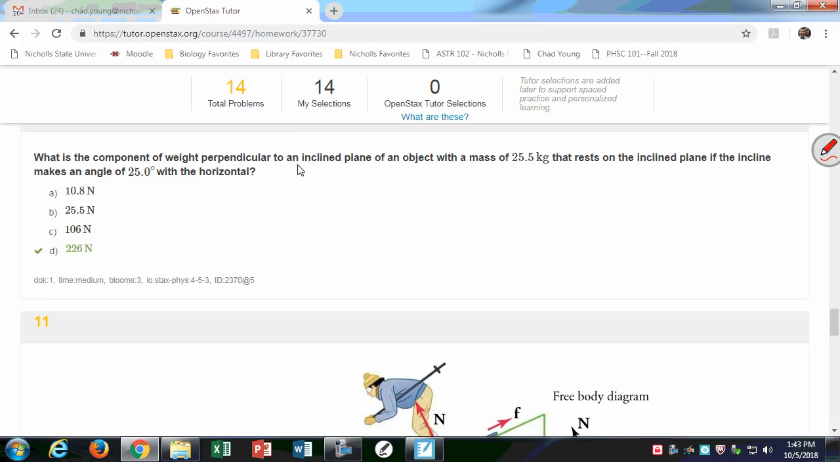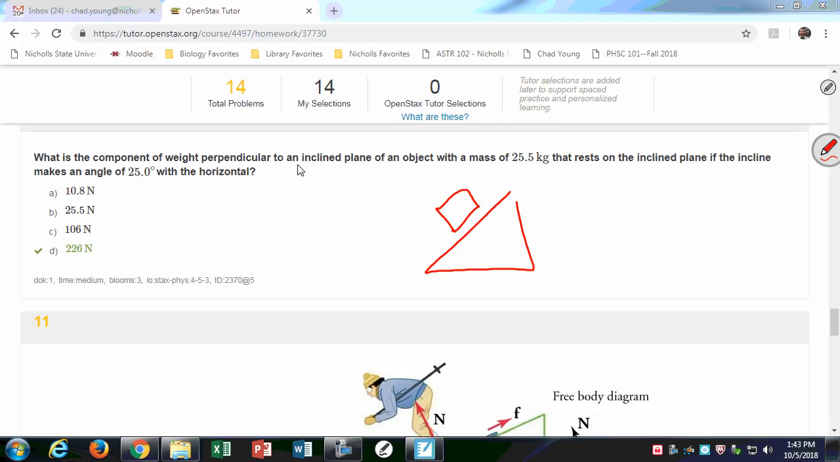Can I write on this? I don't know if I can. Last time you could. Yeah, it doesn't always work. The component of the weight is the normal force. And to find that, if this angle is 25, the component is F_W sine 65, 90 minus 25. So it's whatever that is, 226, I guess.